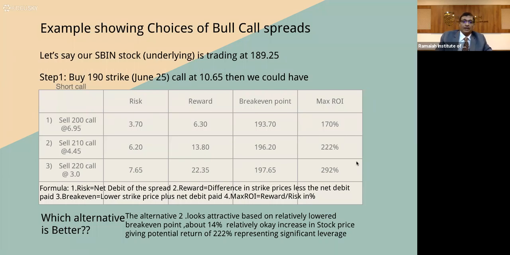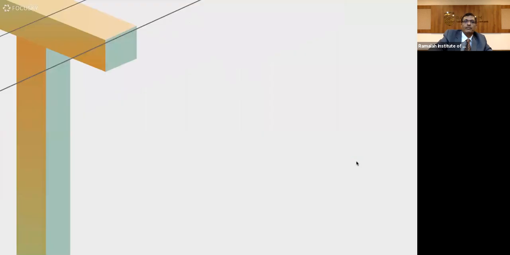So on this basis, I have decided on the maximum ROI. I'm deciding my break-even point, and relatively this looks sensible in terms of the increase in price. That's the reason I have selected this, and it gives me a significant leverage. So that's the advantage of the bull call spread.